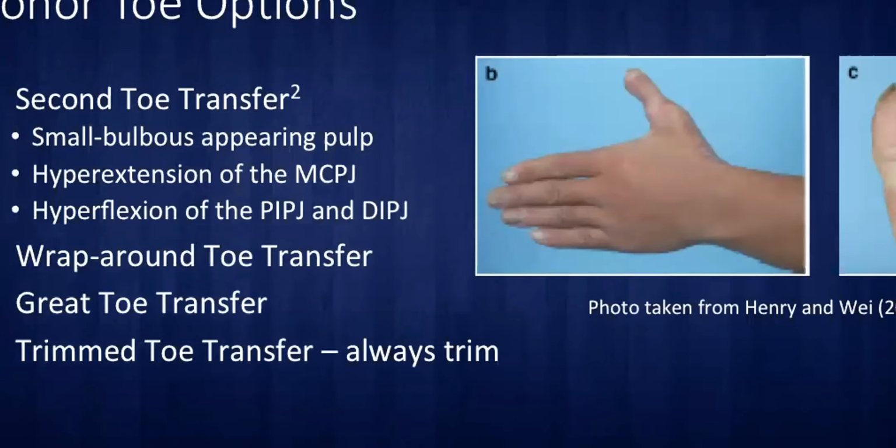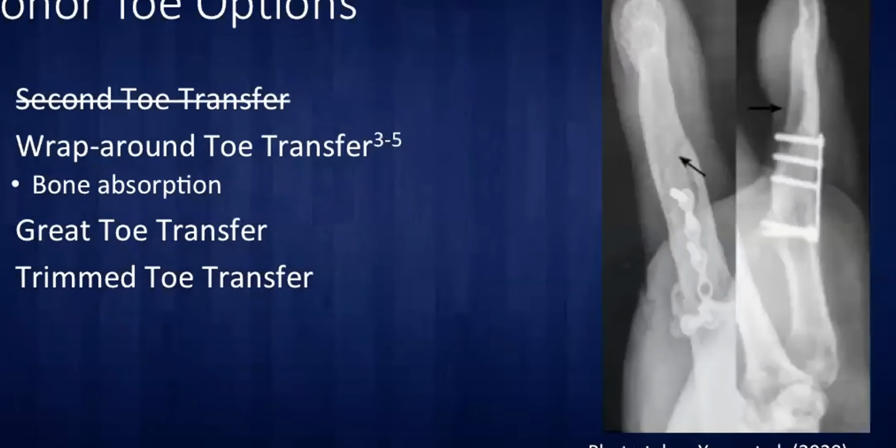So second toe transfers, sometimes we'll use those for free parts, so toe pulps, IP joints. But as far as reconstructing a thumb, it's not really something that we like to use because it's small and bulbous in appearance. It has hyperextension of the MCP joint with hyperflexion of the PIP joint and DIP joint. And so we really think it doesn't provide the ideal aesthetic or functional results. So it's not something that we tend to go to.